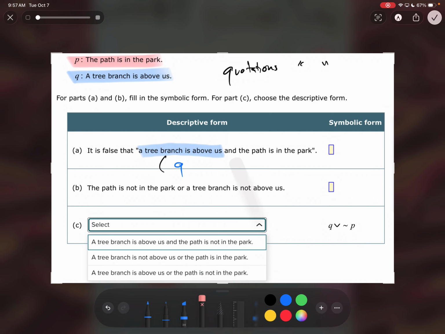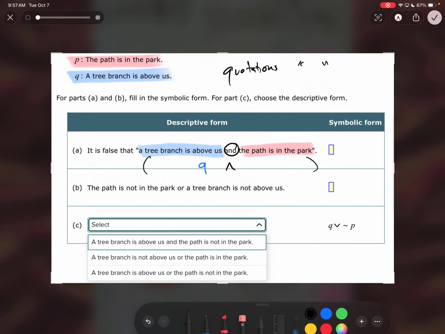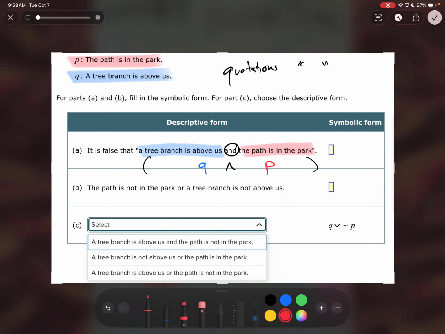And, sorry, I'm going to write this a little bit over here, so there's my and. So it's and then it is the path is in the park, which is P. Okay. But we also have to do, it is false that. Okay. So it would be not Q and P. So the not would be outside the parentheses and the Q and the P would be inside the parentheses. Okay. Just to write that so it's not so spread out, but not Q and P.